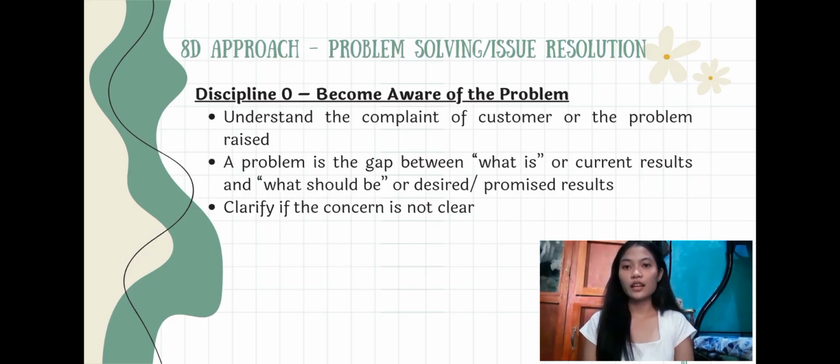These are the 8Ds approach. Discipline 0, become aware of the problem. So understand the complaint of customers or the problem raised. So understand the customer's complaint or the issues that were reported. A problem is the gap between what is, or current results, and what should be, or desired promised results. So a problem is the difference between what actually happened and what should be happening.